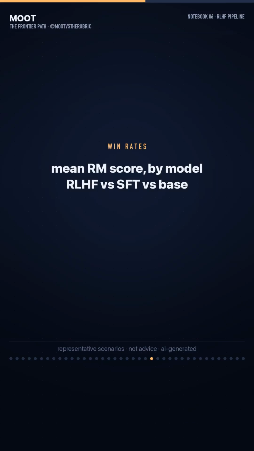Then they quantify it. They score every model's responses with the reward model and compute pairwise win rates, how often RLHF beats supervised, how often each beats the base. You would expect RLHF to win most often against supervised, and supervised to win against base. One honest caveat to keep in mind, though, the reward model is also the thing RLHF was trained to maximize, so a high score by its own judge is encouraging but not proof. That is precisely why you still read samples and, at scale, run human evaluation.